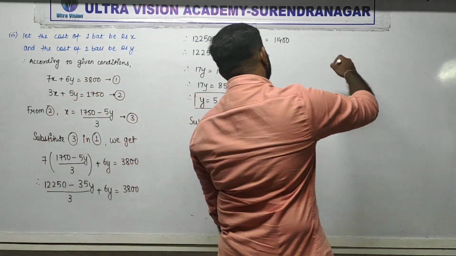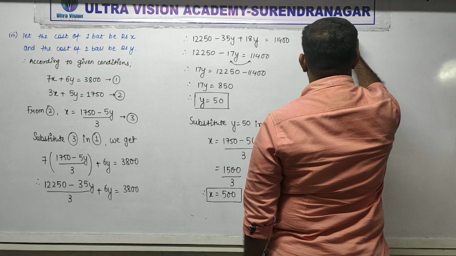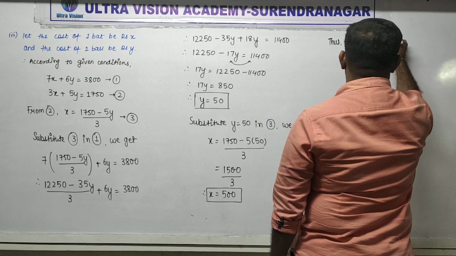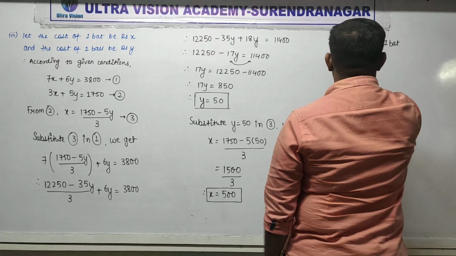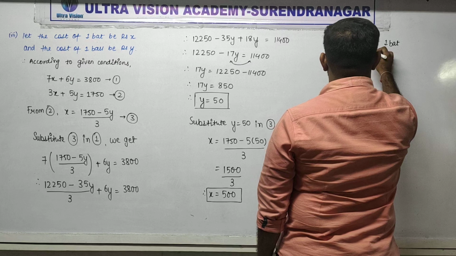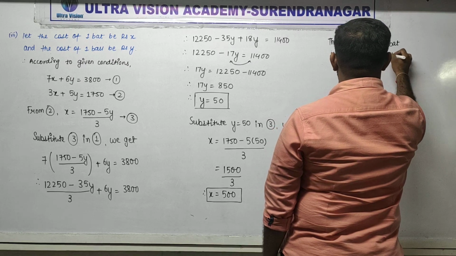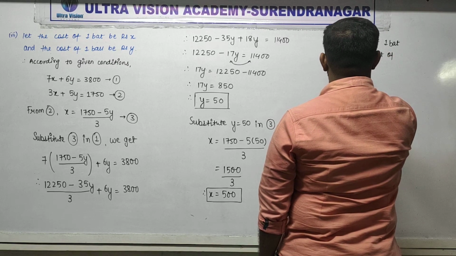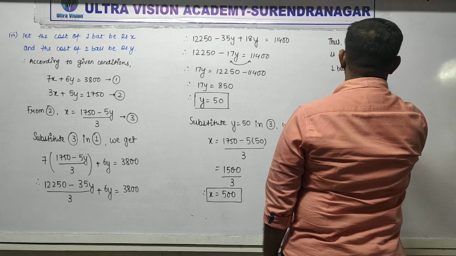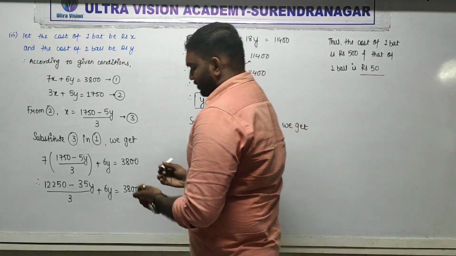Right? Thus, the cost of one bat is rupees 500 and that of one ball is rupees 50. Ready?